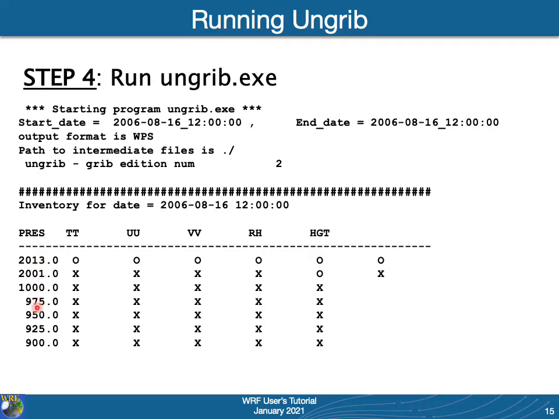So the first column gives the pressure level of the field that was found in one of the grib files, and the first row gives the name of the fields as described in the vtable file. So an X means that the U field was found at pressure level 2001, and an O means that this field was not found at this level. It's worth pointing out that the ungrib program and the rest of the WPS use two special codes to refer to surface and sea level. So 2001 is the code that's used to indicate surface data, and 2013 is the code that's used to indicate sea level data.